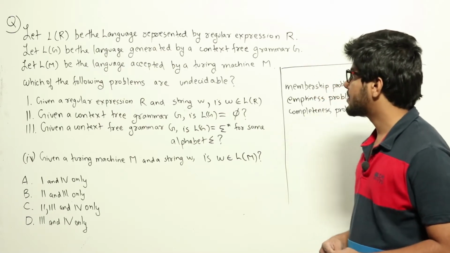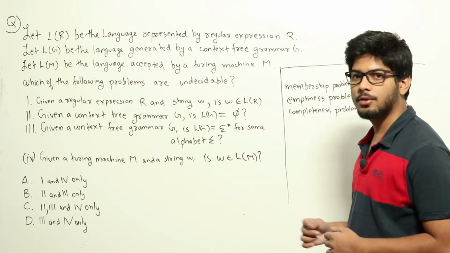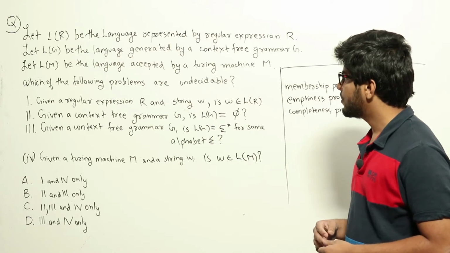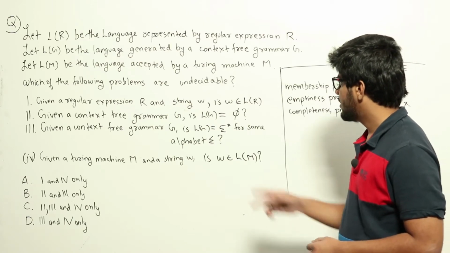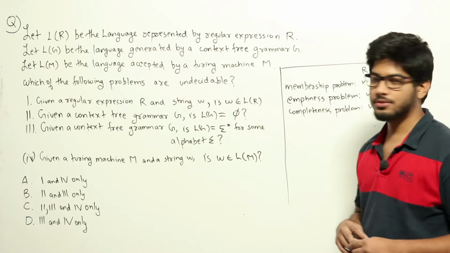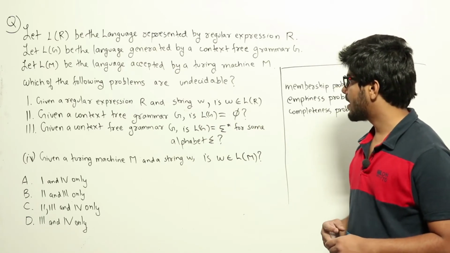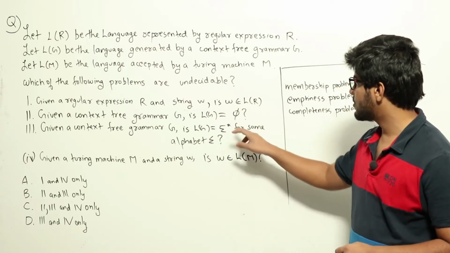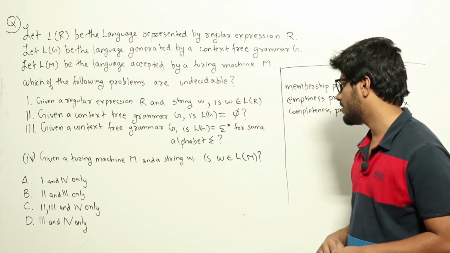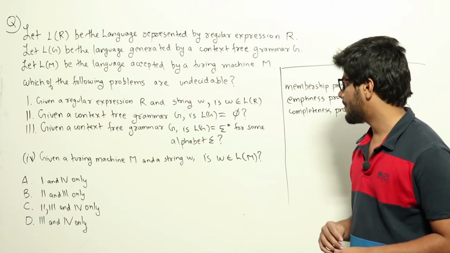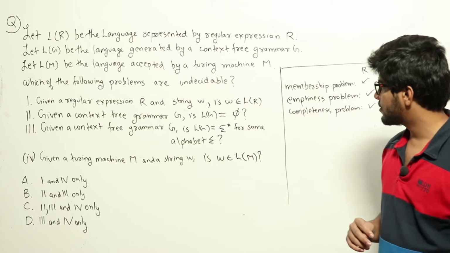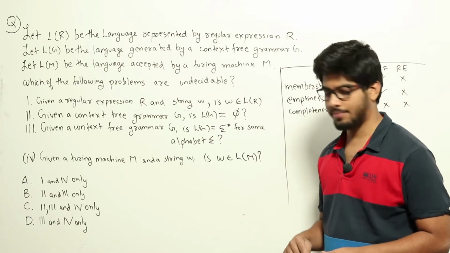1. Given a regular expression R and a string W, is W belonging to language of R? 2. Given a context-free grammar G, is language of G equal to null set? 3. Given a context-free grammar G, is language of G equal to epsilon star for some alphabet epsilon? 4. Given a Turing machine M and a string W, is W belonging to language of M?